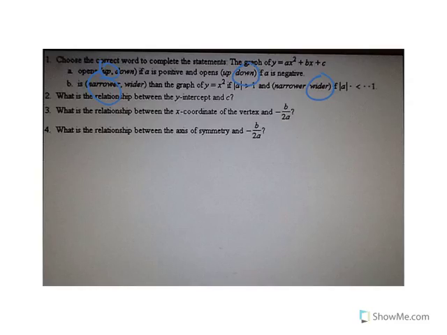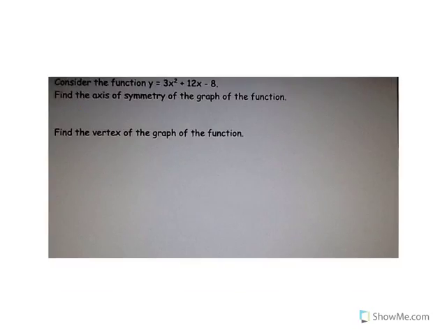What's the relationship between the y-intercept and c? Well, that is going to be the y-intercept. It's 0, and whatever the value of c is. What's the relationship between the x-coordinate of the vertex and that? Well, that is going to be the x-coordinate of the vertex, and this is going to be the line of symmetry.